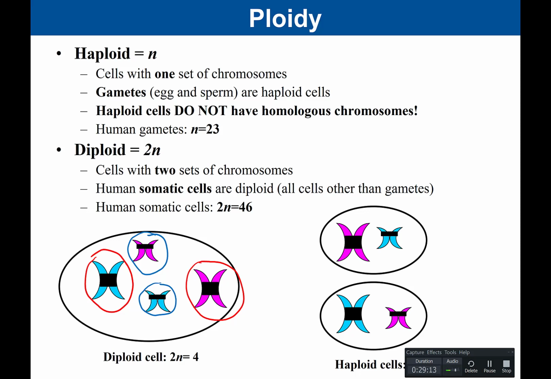If we look at the cells on the right, notice the cell on the top. It has a big pink and a smaller blue. Are those a homologous pair? Answer is no. They're not the same size. They don't have the same centromere position. So because they're not a homologous pair, they are going to be haploid, right? They don't have their homologous pair, therefore they will be haploid.